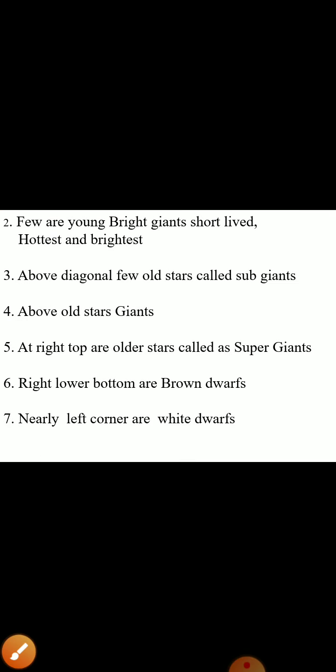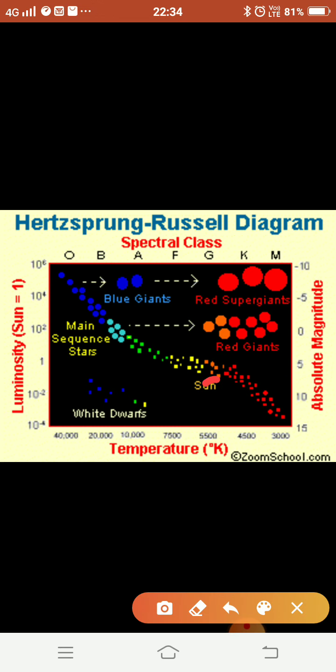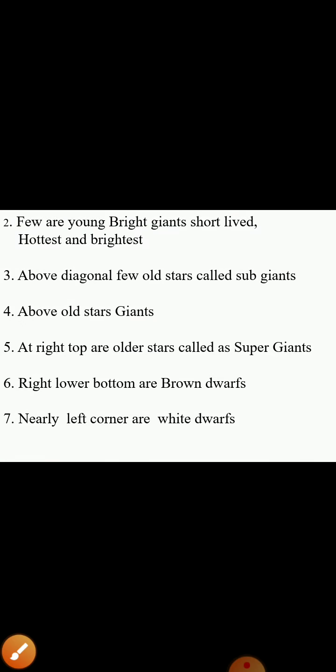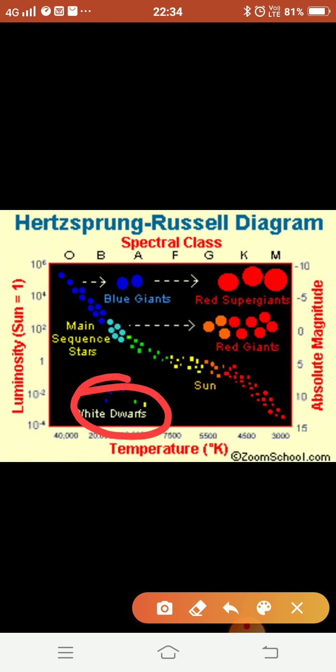Now, right lower bottom stars are called brown dwarfs. So they come somewhere here, brown dwarfs. Now, near the left corner there are some stars which are small in size. So they are the dying stars. They are dimmest and they are densest. So they are called white dwarfs. So the position of the white dwarfs is shown here.